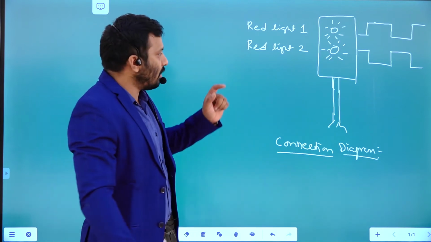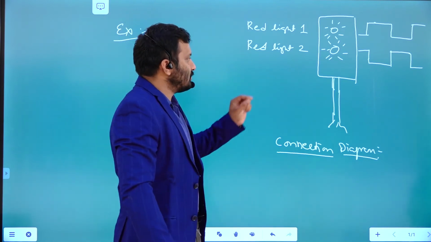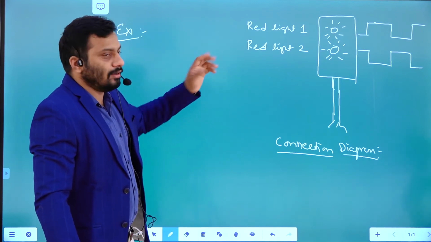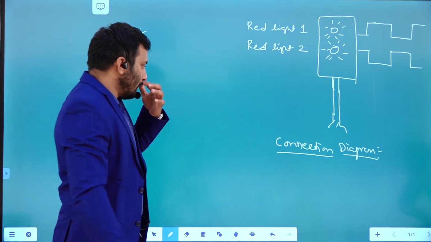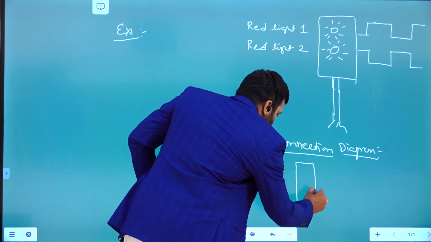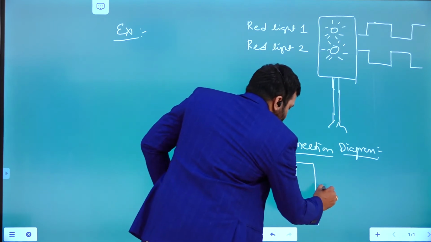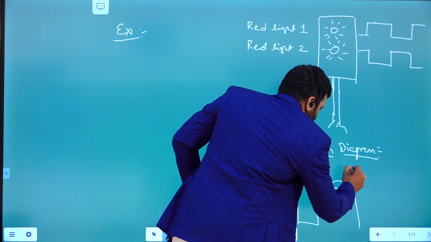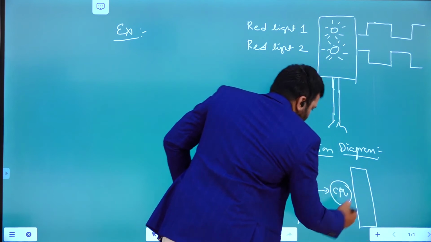In this application, what is the input sensor? One switch. What are the actuators? Two lights, LED 1 and LED 2, which are red LEDs. Two actuators and one switch are going to be connected to the input module as well as the output module. This one is the output module.